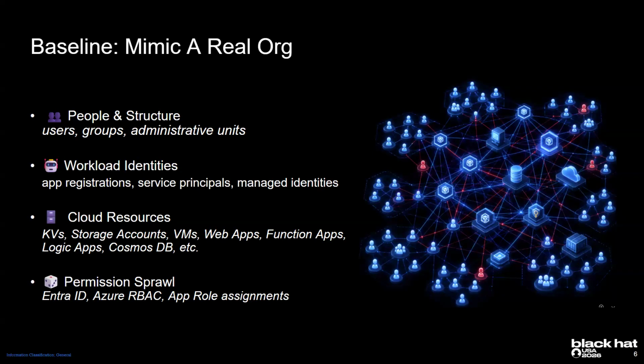And the last piece, which may be the most important one, the permission sprawl. BadZure will randomly scatter Entra roles, Graph permissions, and Azure RBAC roles across all of the different identities created, just like a real tenant has in the real world.